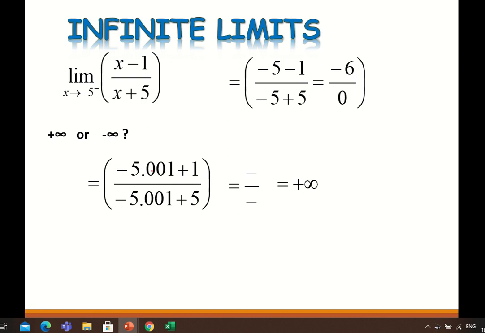So we have 5, negative 5.001 plus 1, so this is negative. Yeah, this is also negative because this one is greater than 5, so you have negative and negative, so negative divided by negative, you have positive, so positive infinity. So what's now the vertical asymptote? So the vertical asymptote is the value of x that can make the denominator equal to 0. So in this case, when x equal to minus 5, that makes the denominator equal to 0.